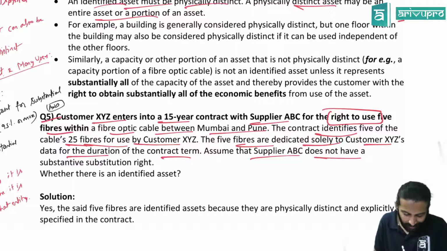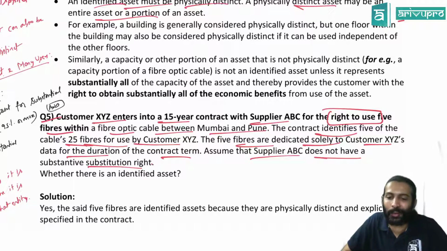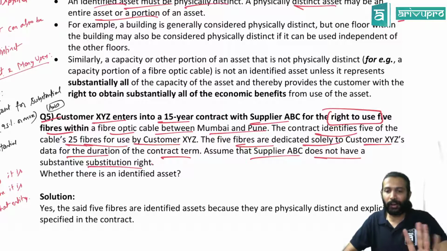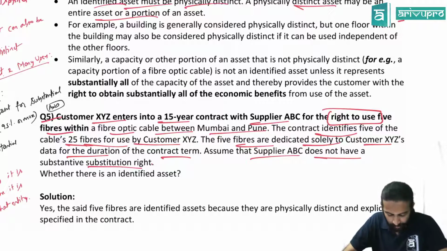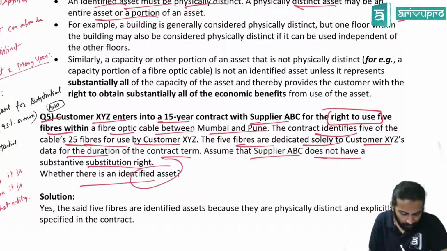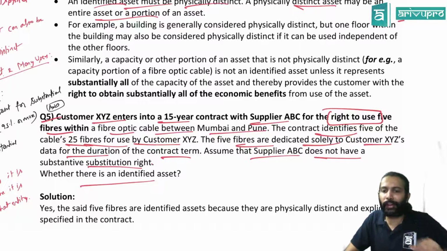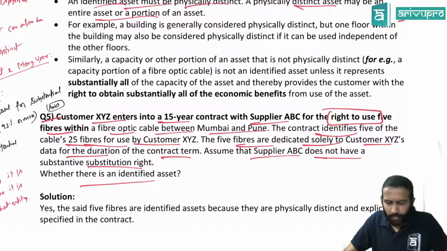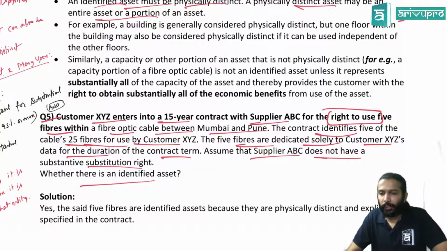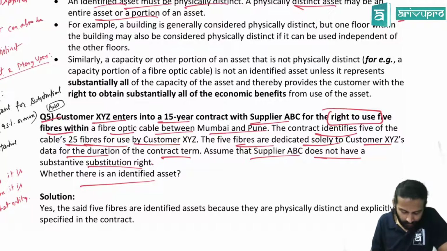Assume the supplier does not have substitution rights. Even if the sentence was not given, we would say the supplier does not have SSR, because the general rule is the supplier does not have SSR, unless we can clearly demonstrate that he has it. Identify whether it's an identified asset. Go back when in doubt. It should be physically distinct. Clearly it is physically distinct here, because he has 25 cables and in that you have identified 5. So, since the cable wires are physically distinct, it is an identified asset.